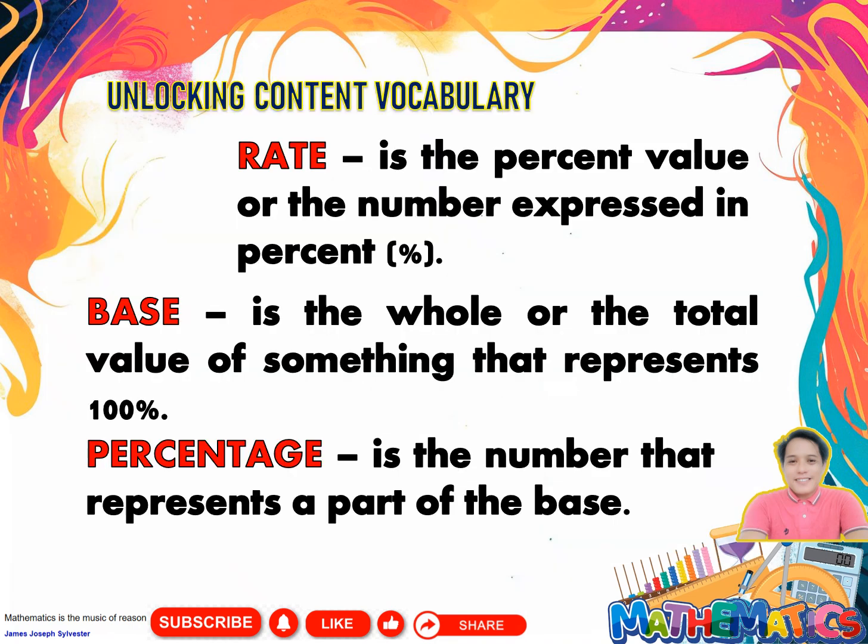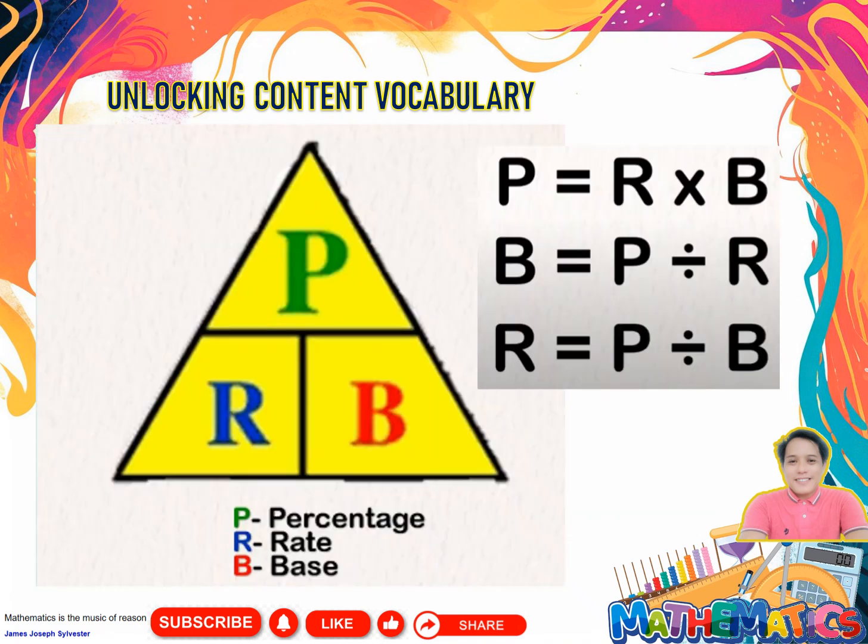For our unlocking vocabulary or unlocking content vocabulary, we have the rate. When we say rate, it is the percent value or the number expressed in percent, while the base is the whole or the total value of something that represents 100%, while the percentage is the number that represents a part of the base. We have the following formulas. Percentage is equal to rate times the base. Base is percentage divided by the rate, and rate is equal to percentage divided by base.